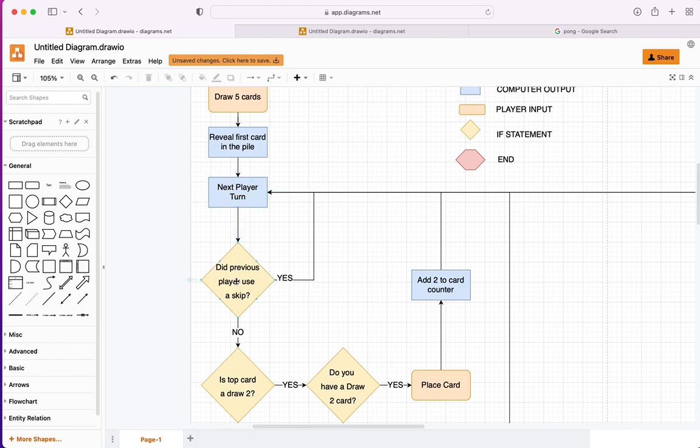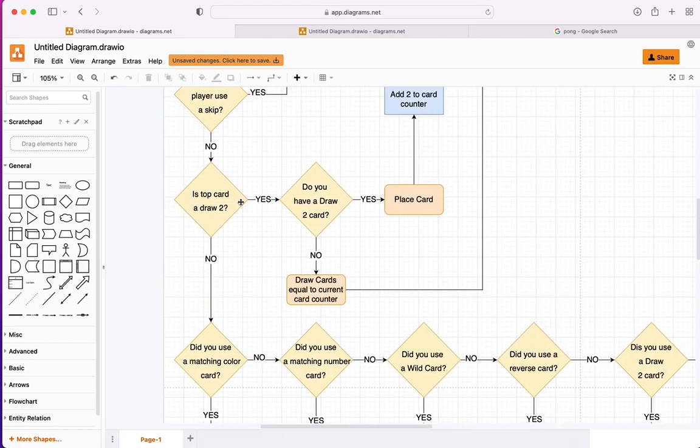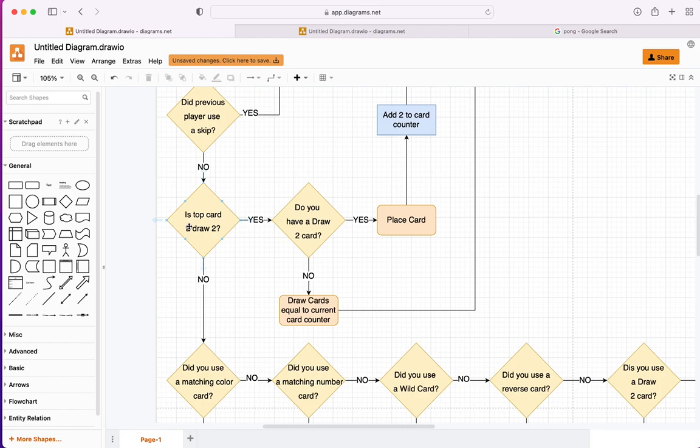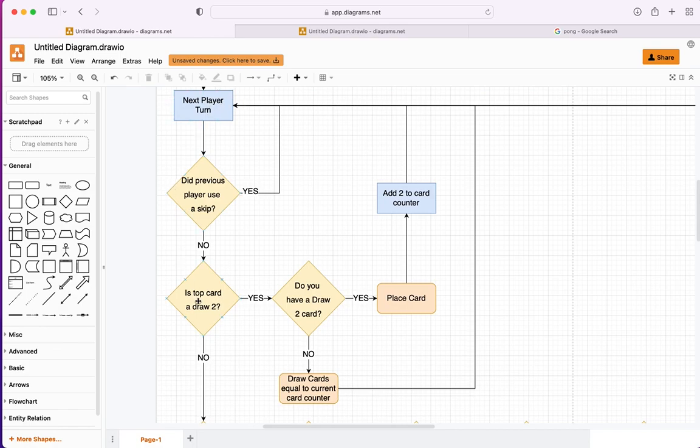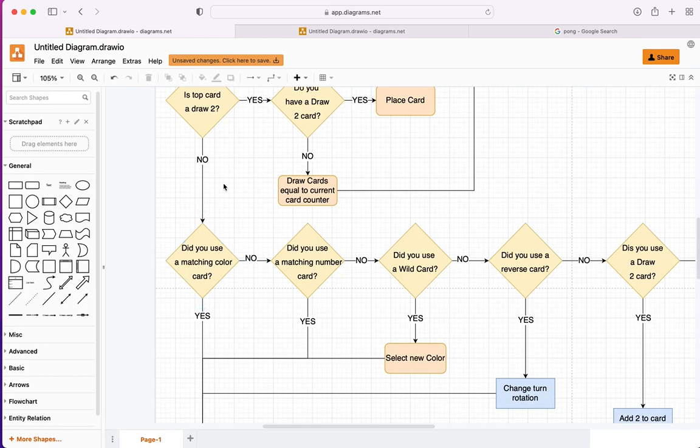Did the previous player use a skip? If yes, it's still the next player's turn. But if no, is it a top? Did they draw a draw 2? Well, then do you have a draw 2 card to put on top of it? No. Well, then you need to draw cards equal to the current counter. If yes, we place the card, we add to the counter. Because these cards keep stacking. It can be draw 2, then draw 4, then draw 8, draw 17. Well, we can't do 17, but draw cards are in even numbers, but you get the point. And this is all into consideration that we have to take care of before we even use a card ourselves.